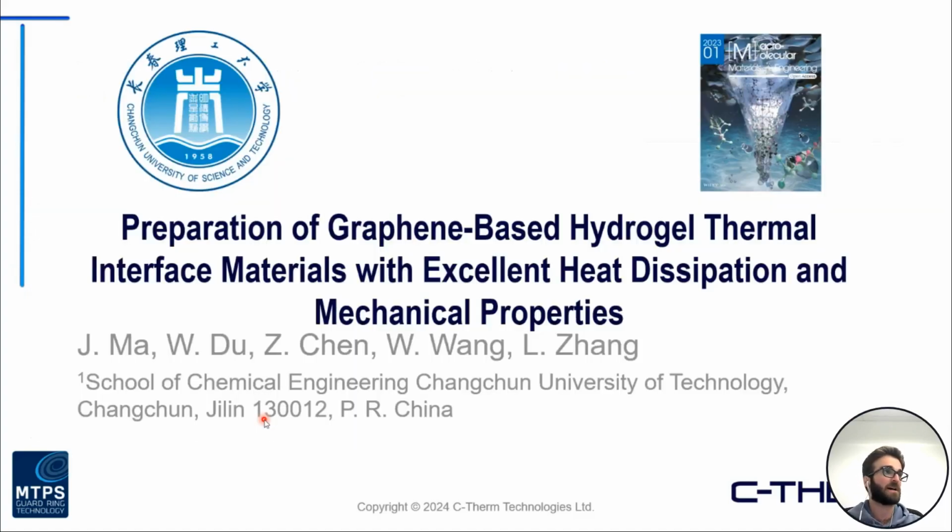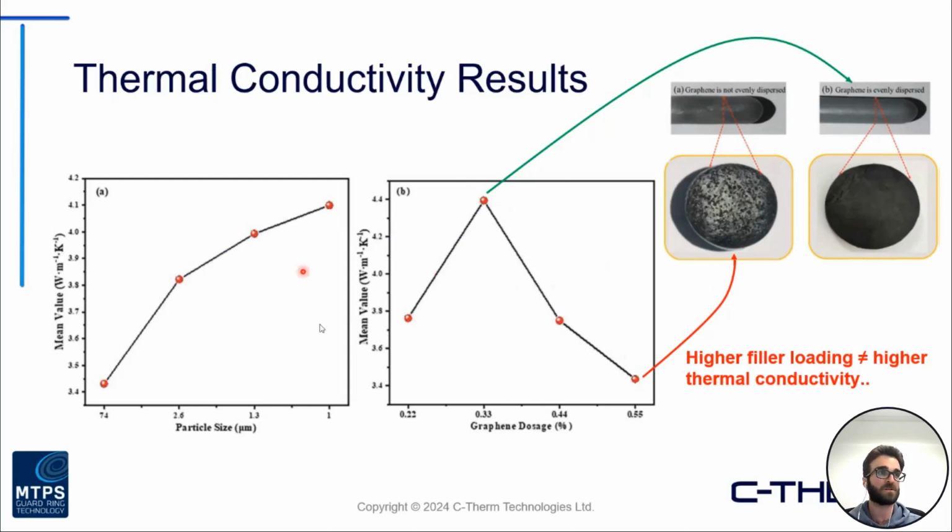And this is the paper I wanted to highlight for this aspect. Again, it's not strictly a PCM, but it really illustrates the importance of dispersion and organization, and some of those assumptions that are made with regards to thermal conductivity increases based on filler. This is some work out of China, also published using the MTPS. They're looking at the preparation of a graphene-based hydrogel thermal interface material, noting excellent heat dissipation and mechanical properties. And again, not purely a PCM, but the reason I wanted to show it is for this point right here.